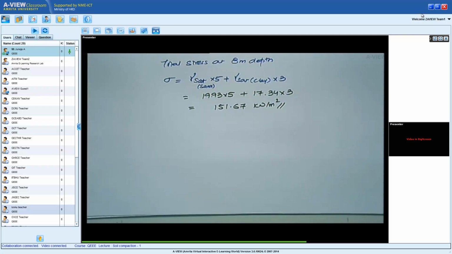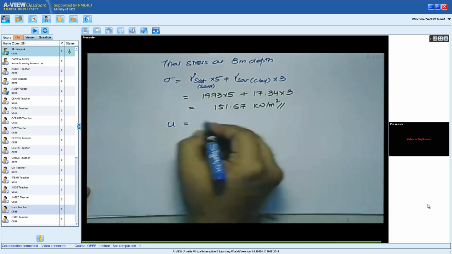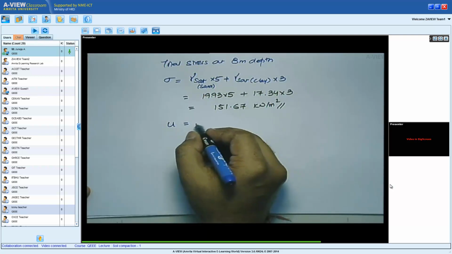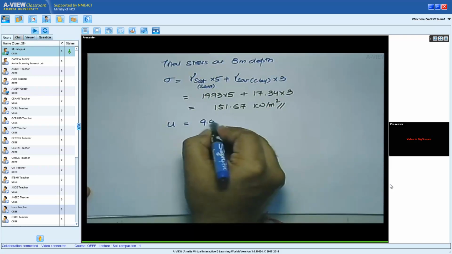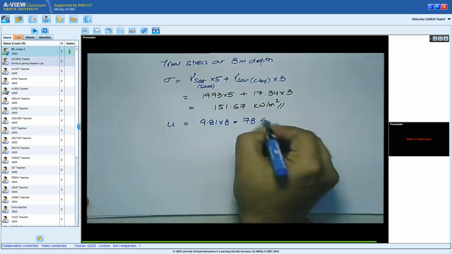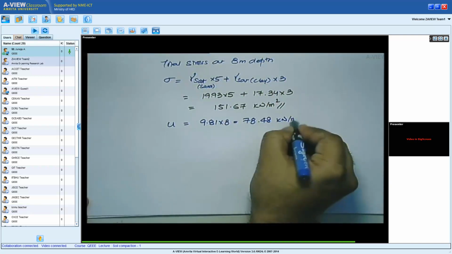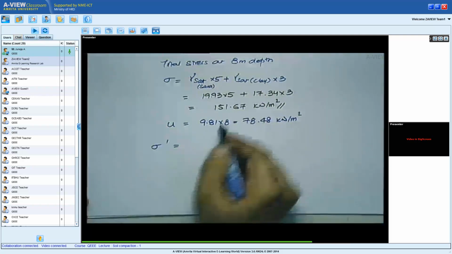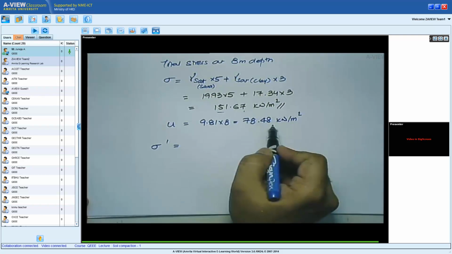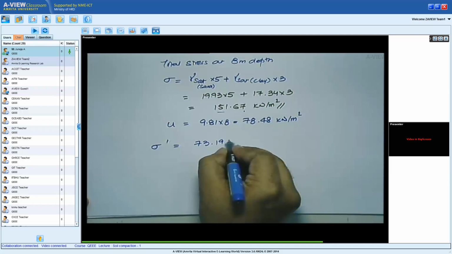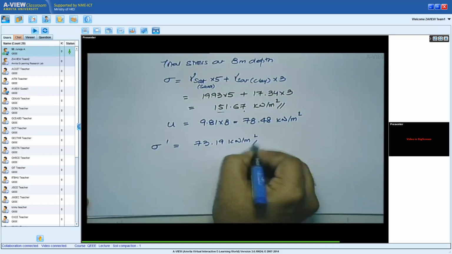What about the pore water pressure? Now the water table is at the surface, so pore water pressure applies throughout the 8 meter. So 9.81 times 8 gives me a value of 78.48 kilonewton per meter square. And the difference, which is effective stress, equals total stress minus the pore water pressure, which gives a value of 73.19 kilonewton per meter square.